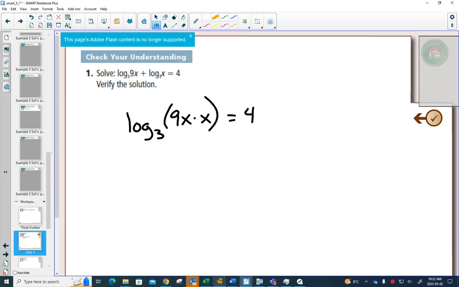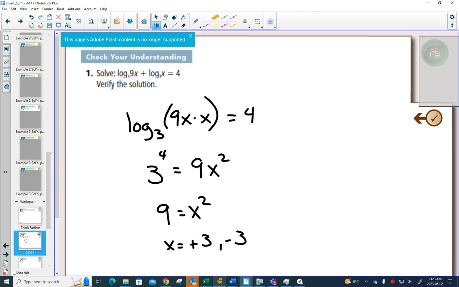And now you have a single logarithm. Okay? We can change it to exponential form. The base is 3, the exponent is 4, and it will equal 9x squared. And at this point, you've solved x squared equations before. 3 to the 4 is 81. Divide both sides by 9. You would get 9 equals x squared. Square root both sides, and you'll get plus 3 and minus 3.